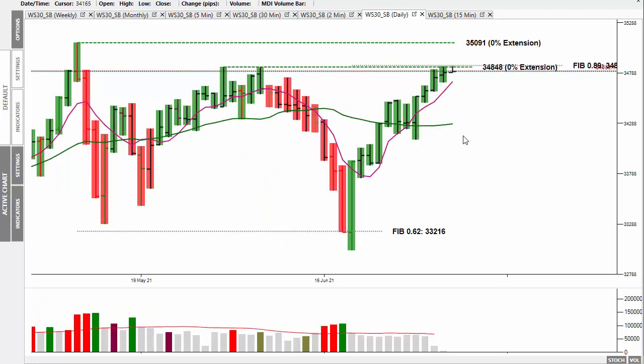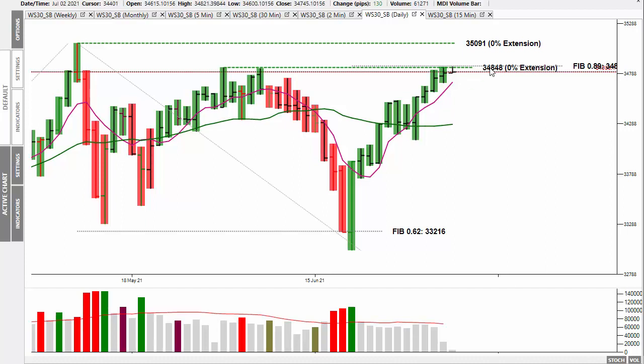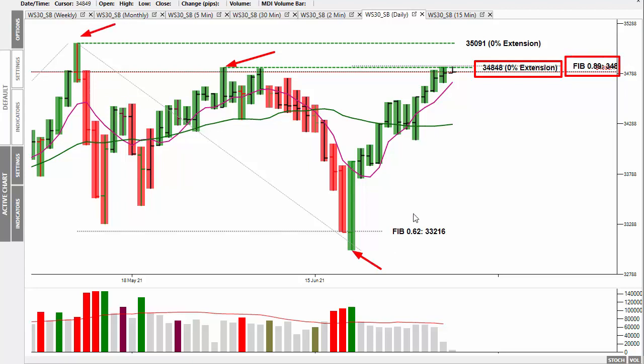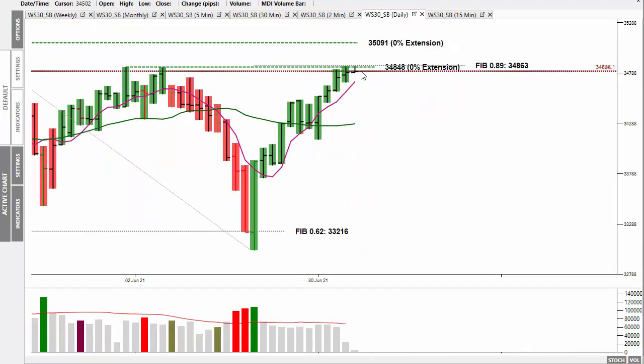Sorry, not the all-time high. We drag the chart over, you'll see this. The recent high to the left and 89% from here to here. So this is why the market has stopped at this area. So we need to break through this if we're going to move higher.